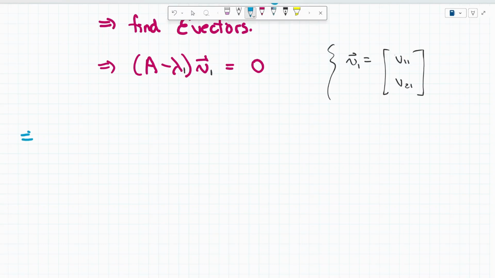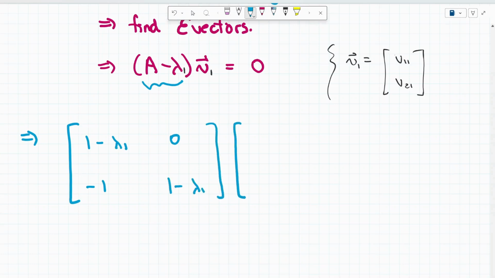Now we're going to set up our equation using linear algebra. We already have a feeling what this first part is going to look like. We have our matrix A minus lambda. What is our matrix A again? So we've got 1 minus lambda 1, negative 1, 0, and 1 minus lambda 1. And then we're multiplying this by our vector v1, which we've decomposed into two elements, v11, v21. The reason we decompose it like this is so that we can perform matrix multiplication. And then we're going to set all of this equal to 0.